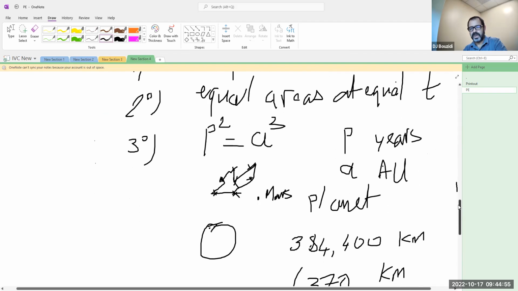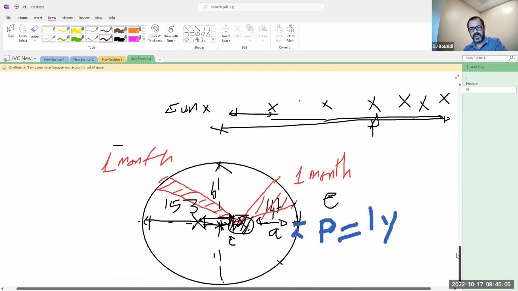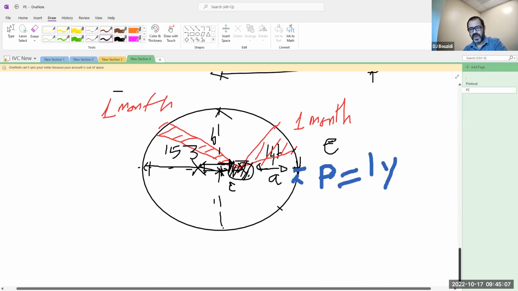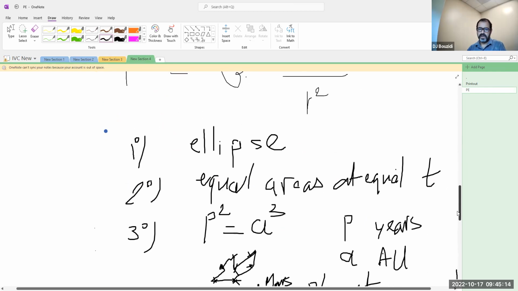For the case of, for example, Saturn, it's about 9.5. And for the case of Jupiter, it's about 5.2. And for the case of Mars, it's a little over 1.5 astronomical units, basically time and a half further away from the sun than the Earth is. So that's what that is. So that's the third law of Kepler. So these are the three laws of Kepler.